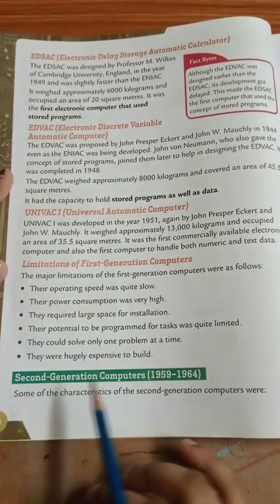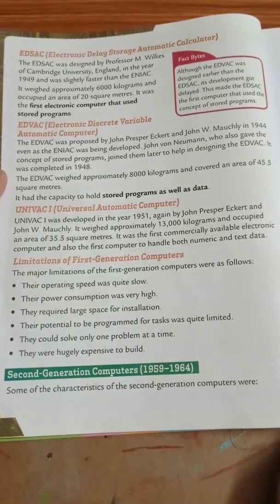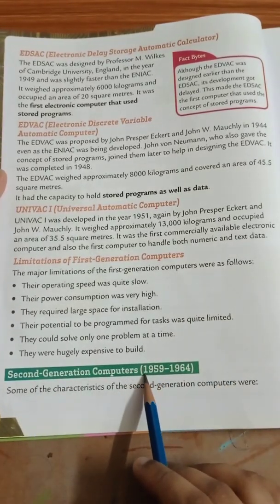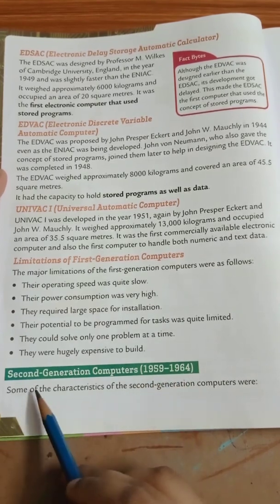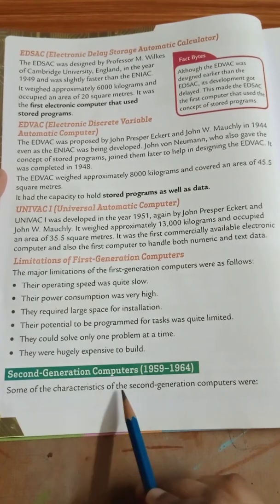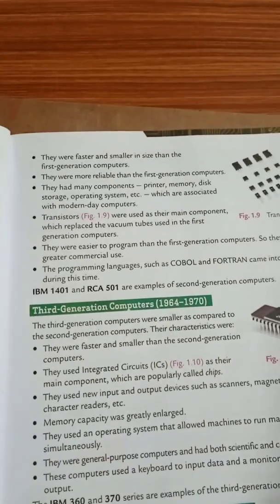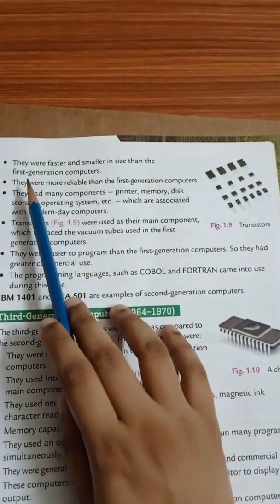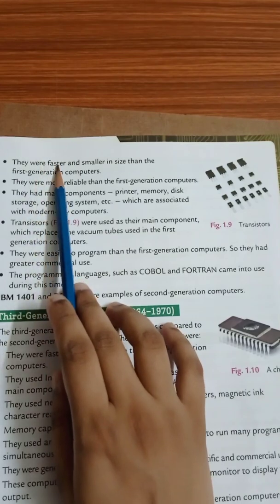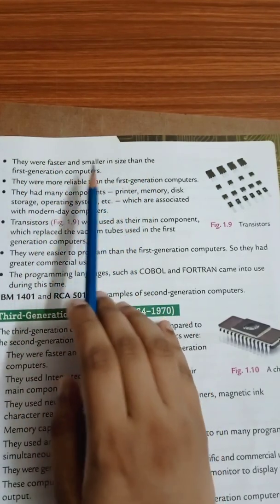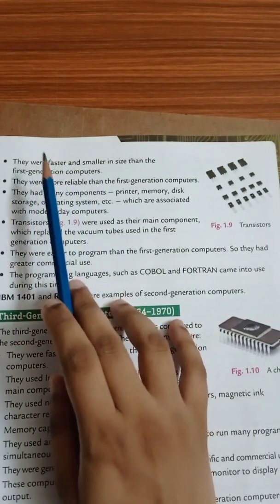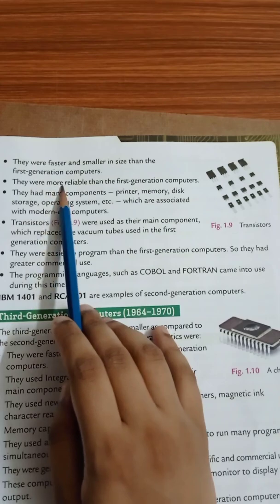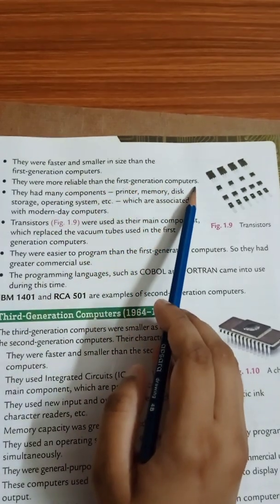Next is second generation computer. Second generation computer timeline is 1959 to 1964. Some of the characteristics of second generation computers were: they were faster and smaller in size than first generation computers. The size of the computer is smaller than the first generation. They were more reliable than the first generation computers.